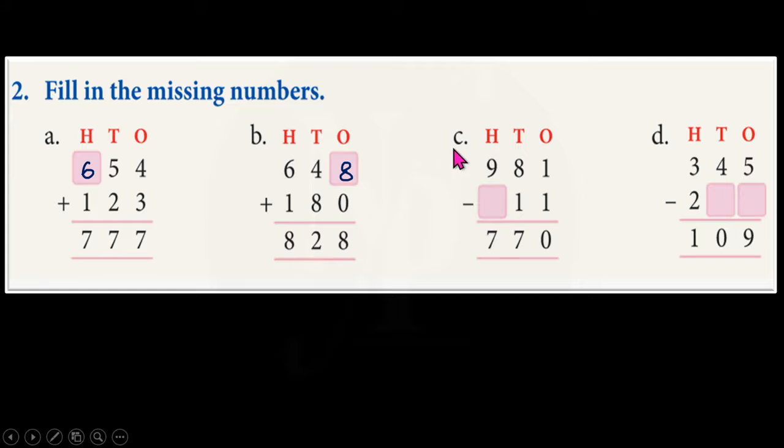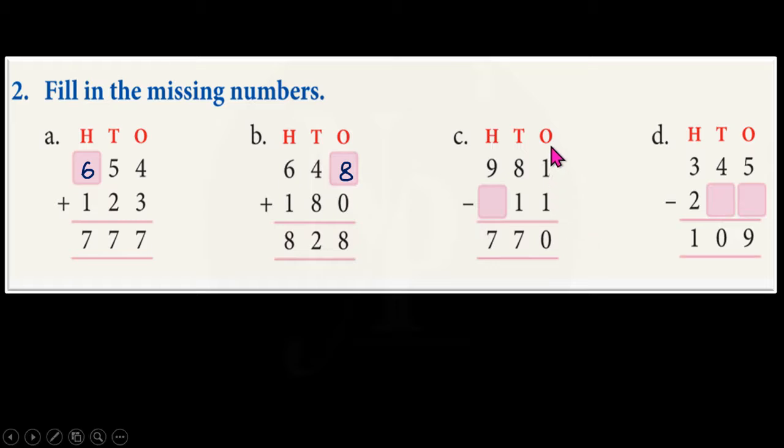Coming to next question, C. We have 981, and there is a blank box here. 1 and 1 are given here. Looking at this answer, we should find an appropriate number here. This time, this is subtraction. First two problems were addition problems, and C and D are subtraction. So you should be careful, not just going simply adding. You should look at the symbol given here. Accordingly, you should add or subtract.